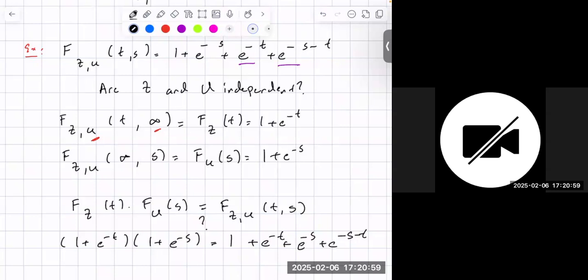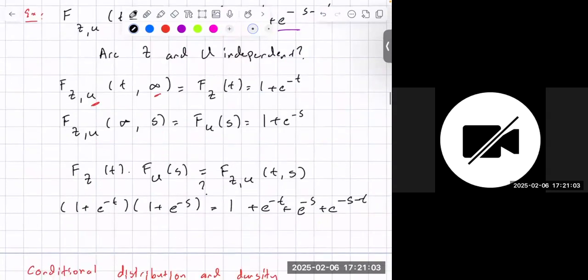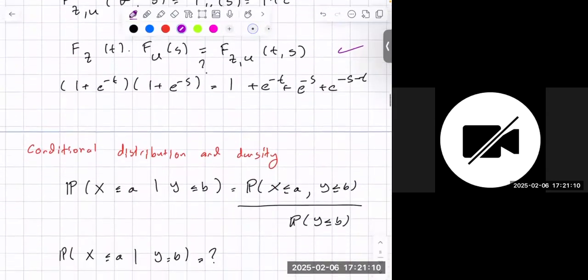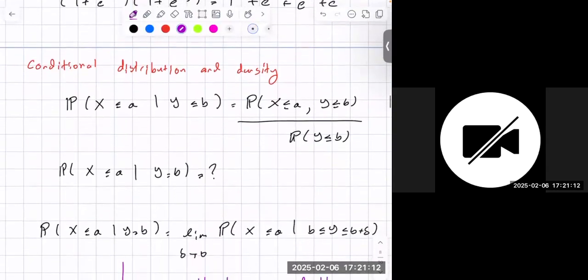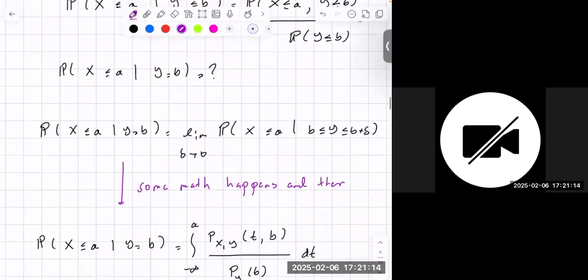So say it again. Yes, exactly. So we end up checking, yeah, this checked out. The question mark is yes, they are independent. Very good. Now, how about conditional density type stuff?